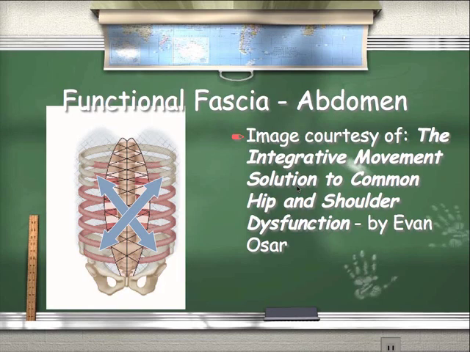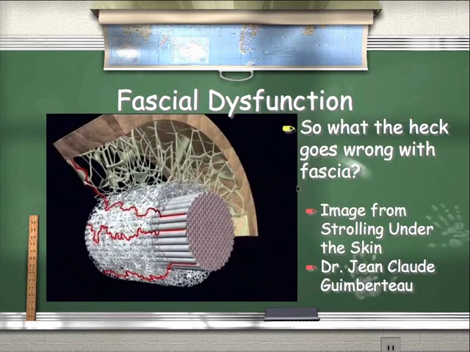In this image that's coming out of my upcoming book, The Integrated Movement Solution to Common Hip and Shoulder Dysfunction, you can see the cross abdominal fascia across the anterior aspect of the thoracolumbopelvic canister, and you can get an appreciation of how cross-layered and cross-hatched these fascial structures are in the abdominal wall. And this is going to be an important thing to consider when we start to look at what goes wrong with our clients and why surgery and trauma to the abdominal wall can have such a dramatic effect on our client's posture and function.